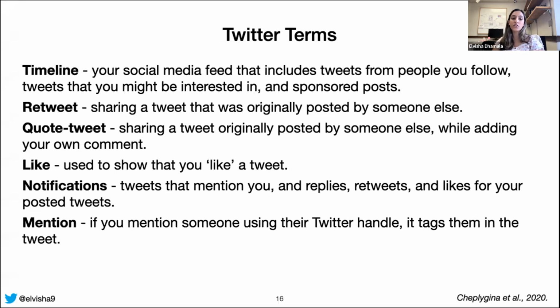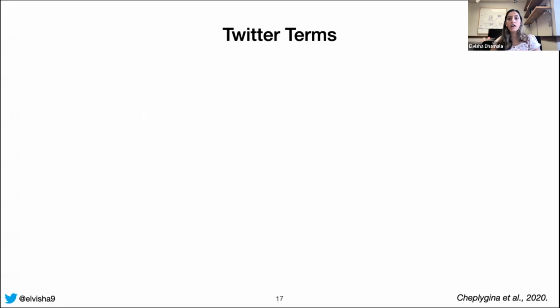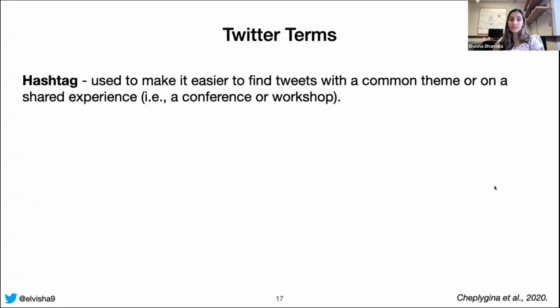A mention is when you mention someone using their Twitter handle. So if you look at the bottom left of the screen, you'll see my Twitter handle. If you mention me or include that in your tweet, it tags me in the tweet. And a few more terms: a hashtag is used to make it easier to find tweets with a common theme or based on a shared experience. So this could be a conference or a workshop like this one.